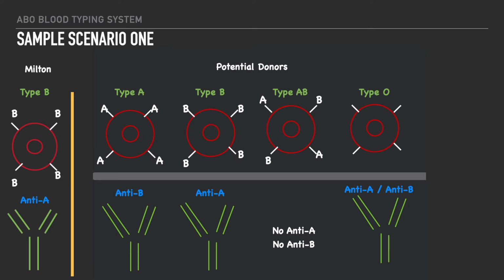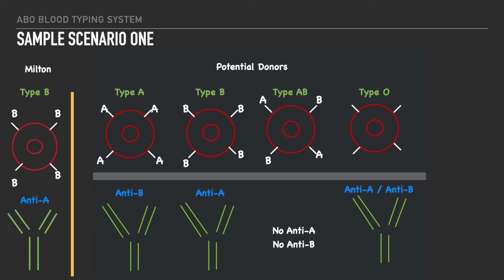Now that you've had a moment to think about it, let's debrief. On the far left-hand side, we have a sample of Milton's blood, which is again type B blood with anti-A antibody. Now as we go through this, let's start with a potential donor that has type A blood.